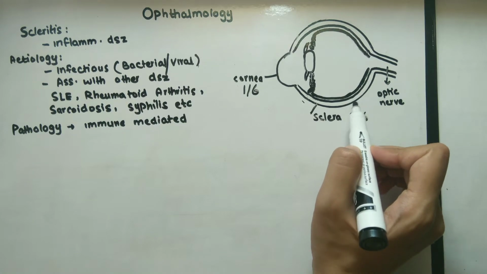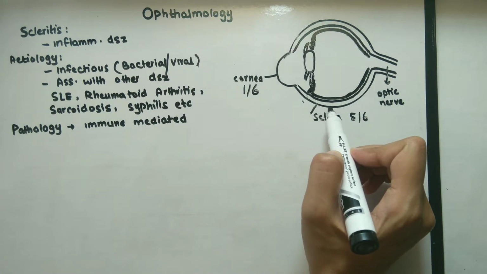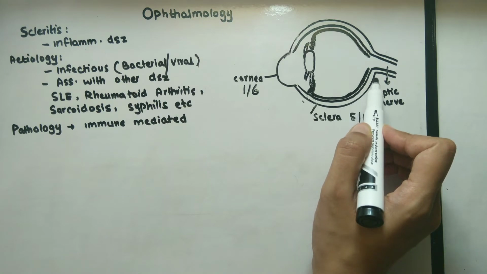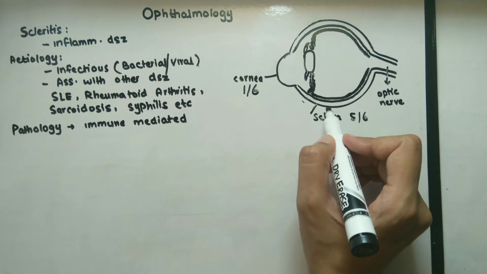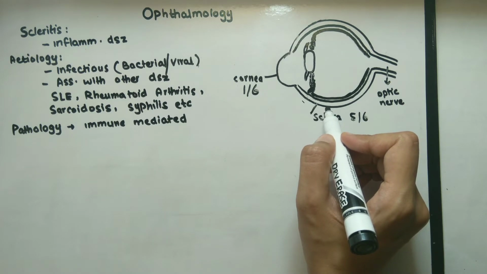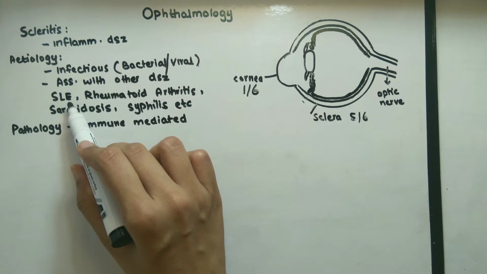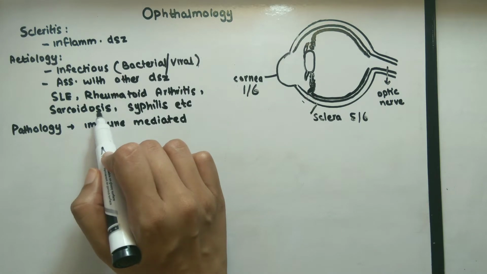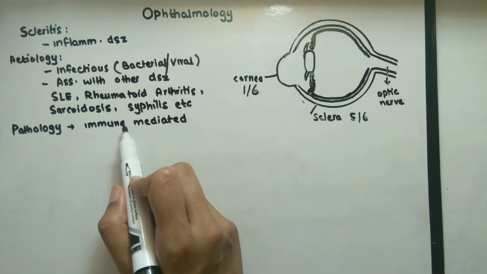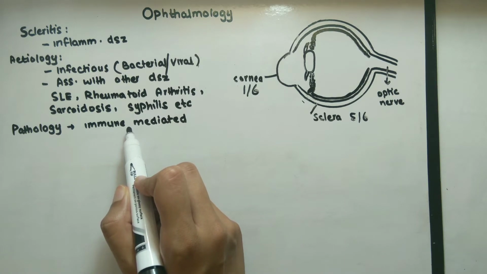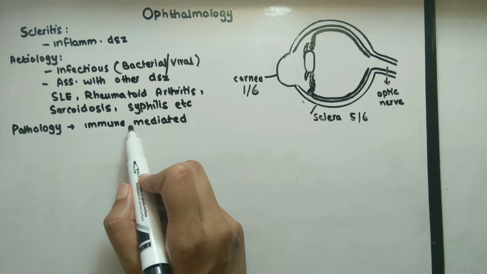This is the sclera, and in scleritis, it is inflamed. Inflammation may occur due to some infection of the virus or bacteria. Bacterial infection may include syphilis or tuberculosis, or viral infection may include herpes zoster. Inflammation may also be associated with some other systemic diseases like systemic lupus erythematosus, rheumatoid arthritis, sarcoidosis, or syphilis. Scleritis is an immune-mediated disease that affects vessels and causes inflammation and destroys the sclera.